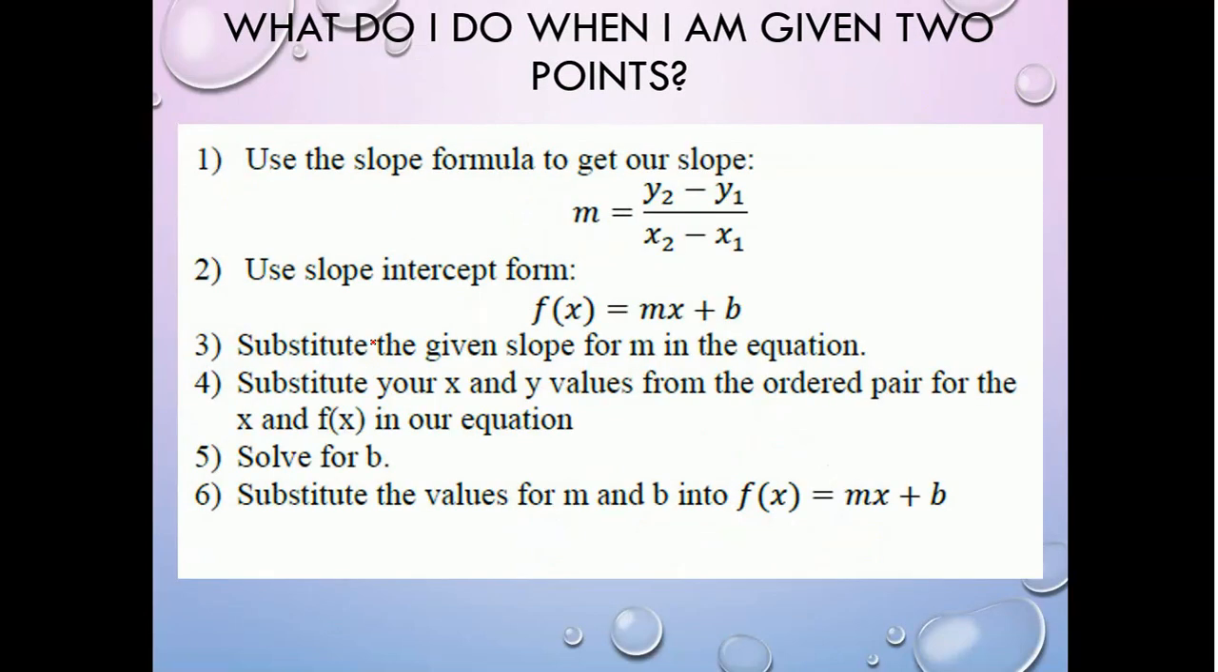What do you do if they're only going to give you 2 points? Well, what you're going to do is use your slope formula that we learned about in our last video, y2 minus y1 over x2 minus x1. Then you're basically going to complete what we did in the last tab. You're going to use your slope-intercept form again, mx plus b, plug in the m for your slope, x and y values for the x and the f of x, solve for b, and then substitute them into f of x equals mx plus b.